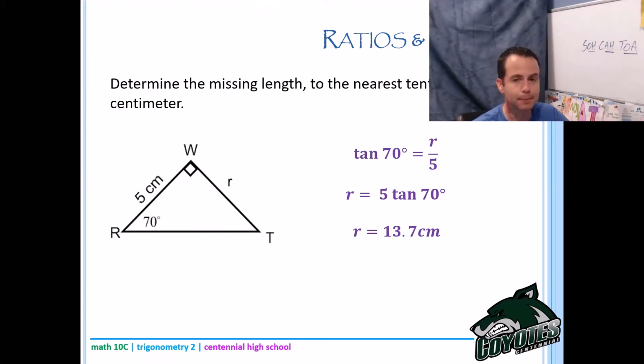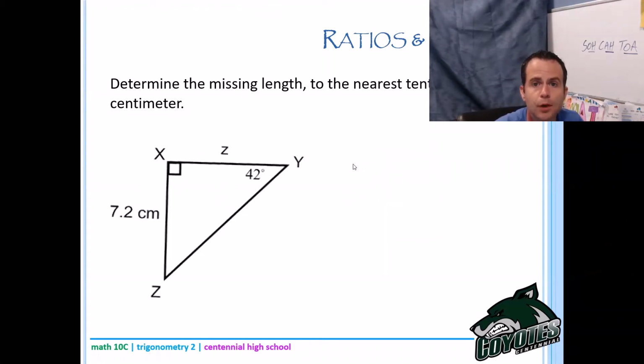The other silly place kids lose marks in these questions is they don't follow the rounding instructions, okay? So if you're not properly rounded, I will dock you half a mark. And if you don't have your units, I will dock you half a mark. So be really careful of that. Okay, so find the missing length to the nearest tenth of a centimeter.